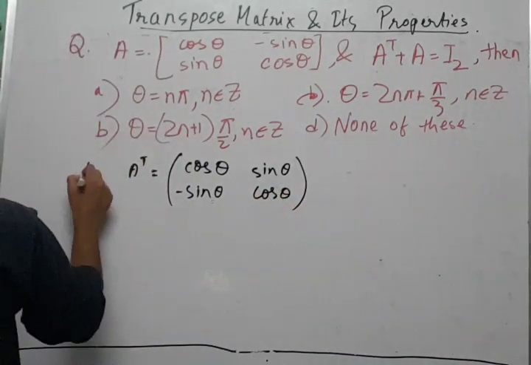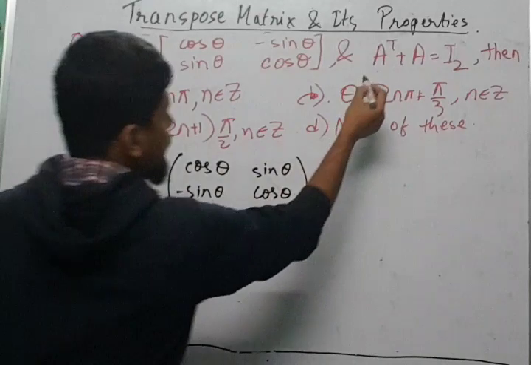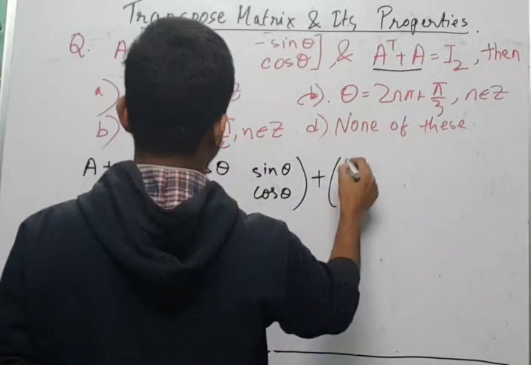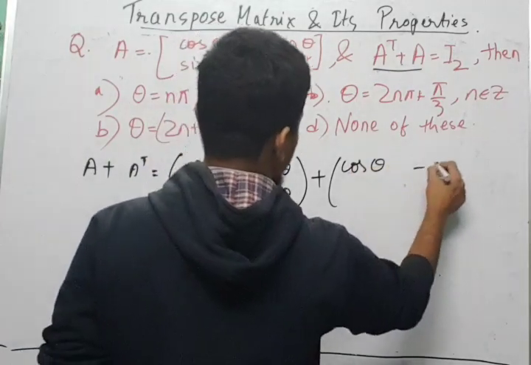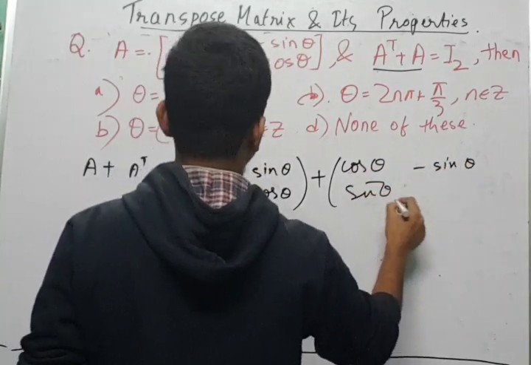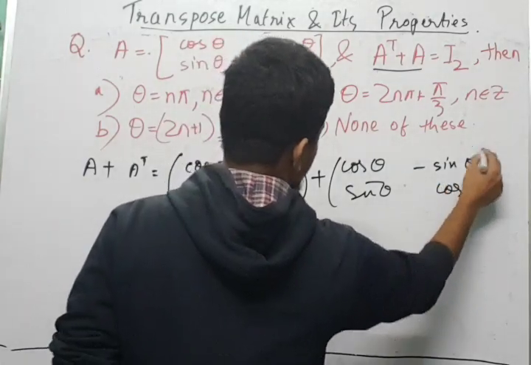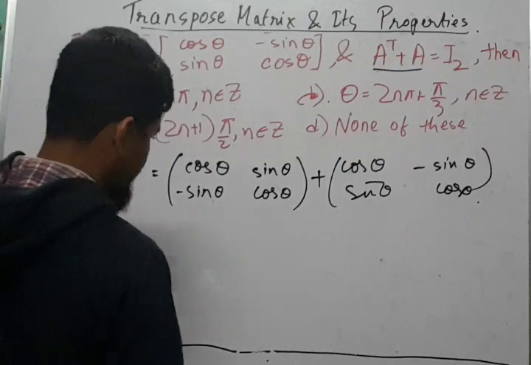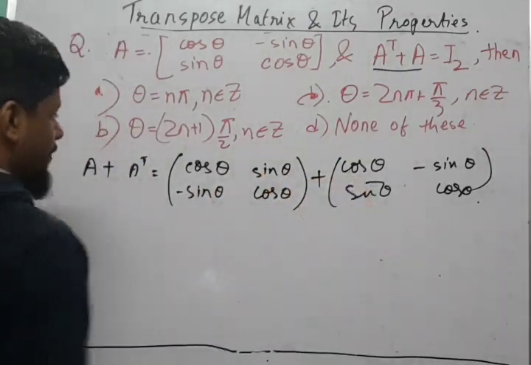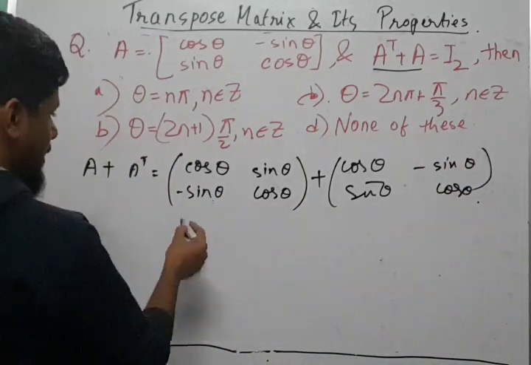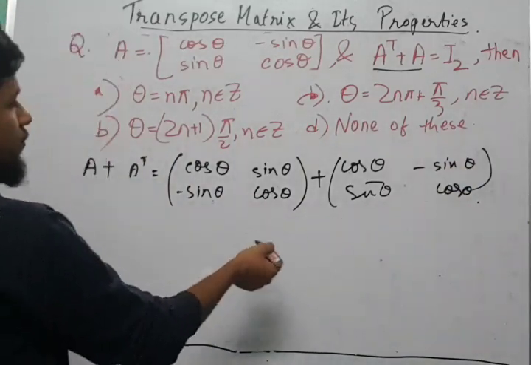So if we add it to the matrix A as given over here, then we'll have this matrix: cos theta, minus sin theta, then we'll have sin theta, and then we'll have cos theta. This is the matrix A. Okay, so upon addition we'll get, as you can see over here, cos theta plus cos theta, we'll have 2 cos theta, then sin theta and minus sin theta, this will be 0, then minus sin theta and sin theta, we'll have 0 over here.